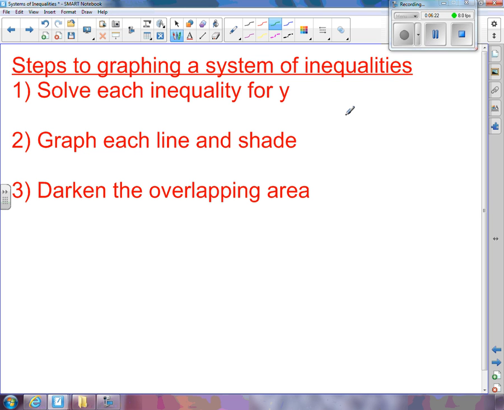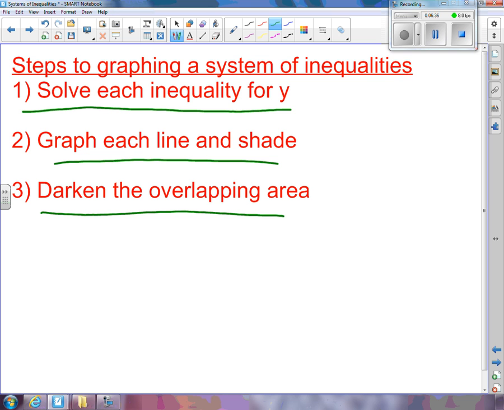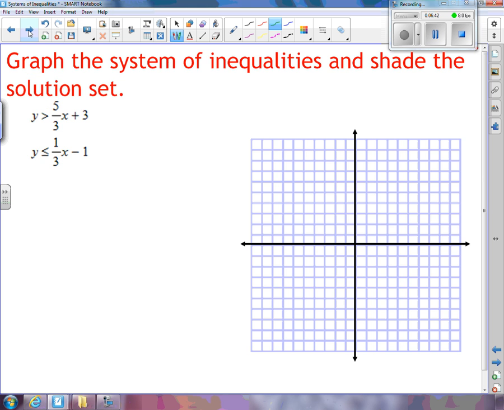So the first step is to solve each inequality for y. That just means get the y alone. That's what you normally do when you graph a line. Then the next step is to graph each line and then do the shading. And then the last step is to look where the 2 shadings from each line overlap, and you should just darken that area. So let's do an example.